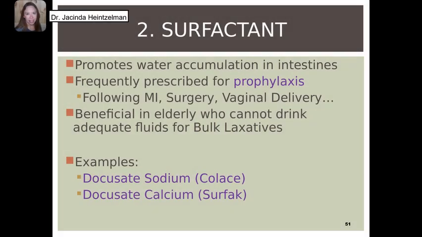Another type of medication that can be used for constipation would be surfactant. How do these medications work? They're going to promote water accumulation in the intestine, so keeping that water in that large intestine. Examples would be Colace or Surfak. Colace is very common. We use that a lot in the hospital setting. So I can bet you're going to have patients that are going to be prescribed Colace. A lot of times we're using these as prophylactic treatment.